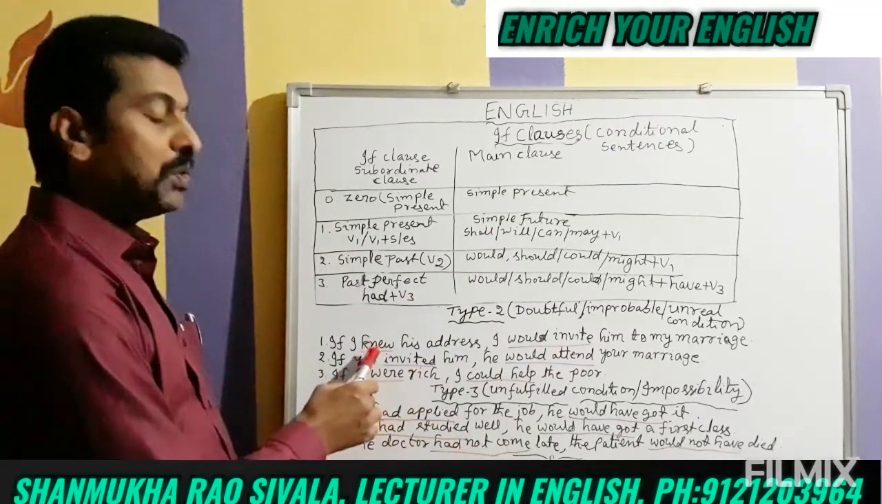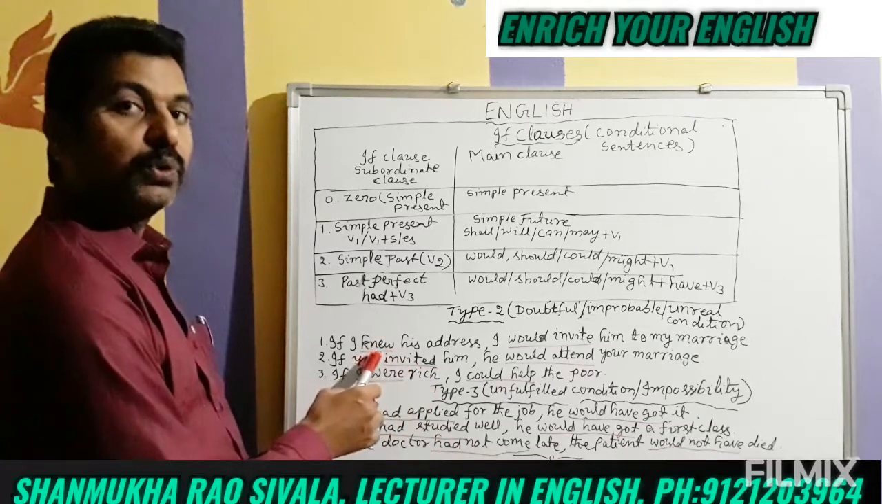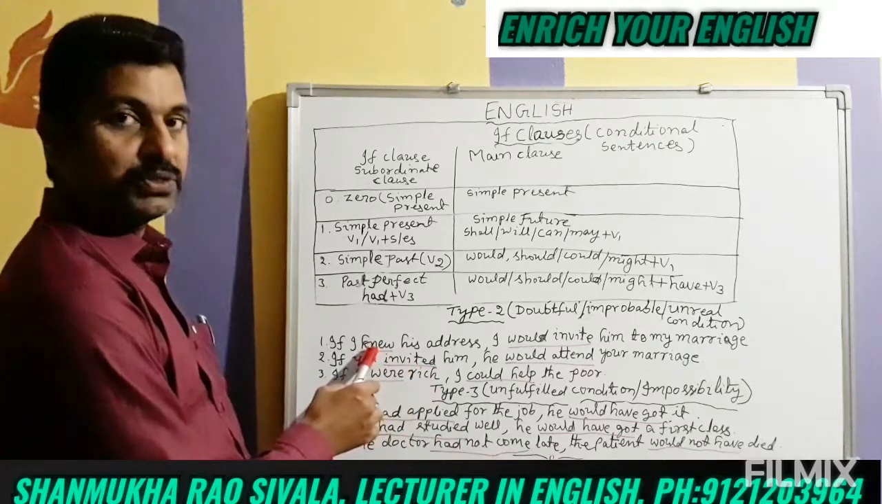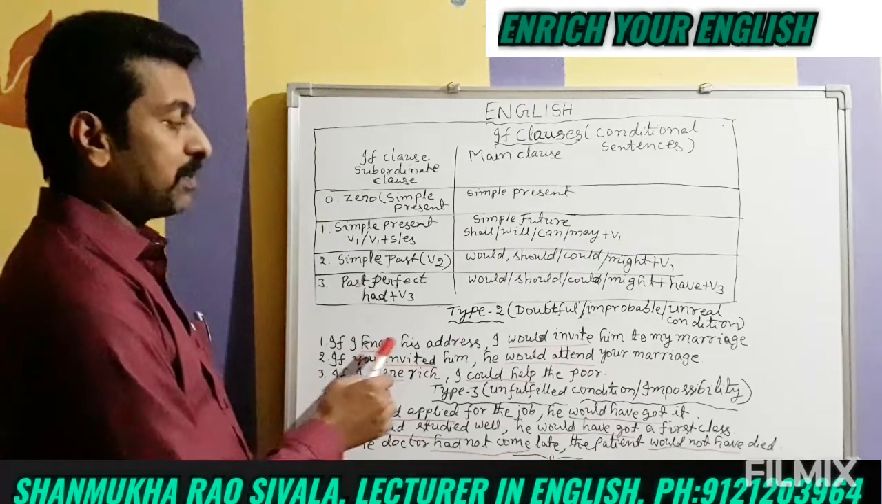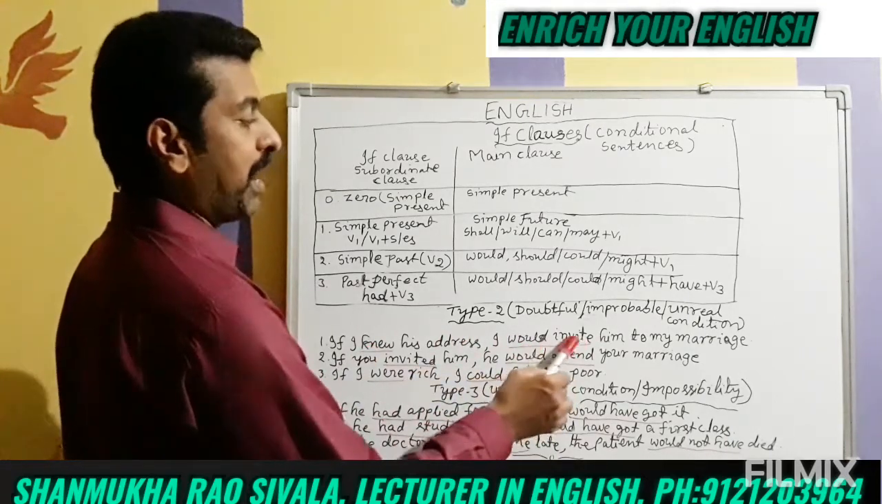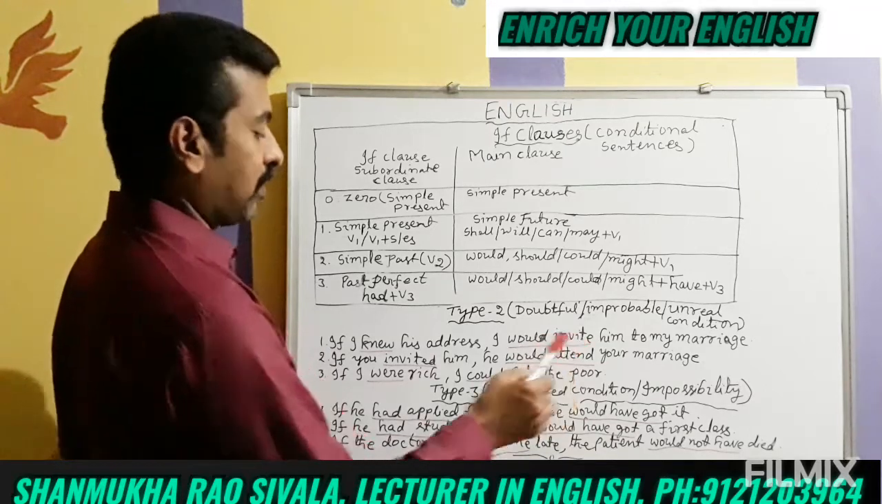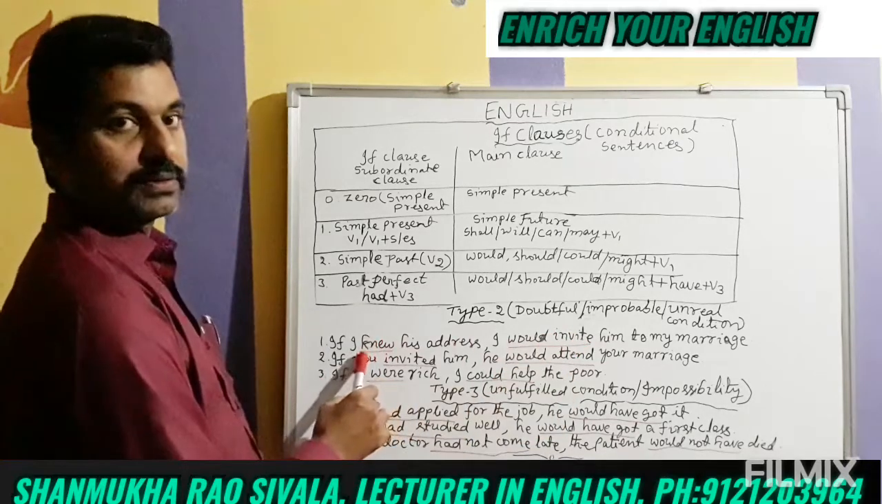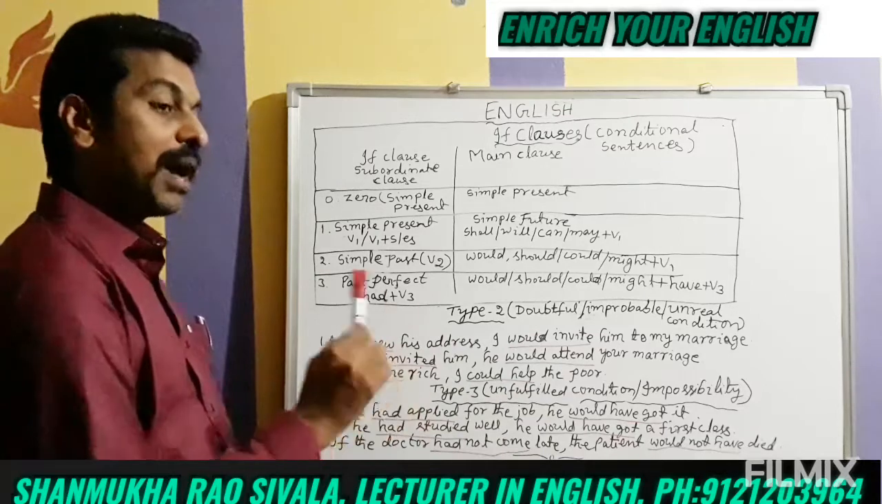Here we used knew: know, knew, known. V2, simple past tense is used. In the main clause, would plus V1, would invite. This is the main clause, this is the subordinate clause. And here I am imagining the situation.